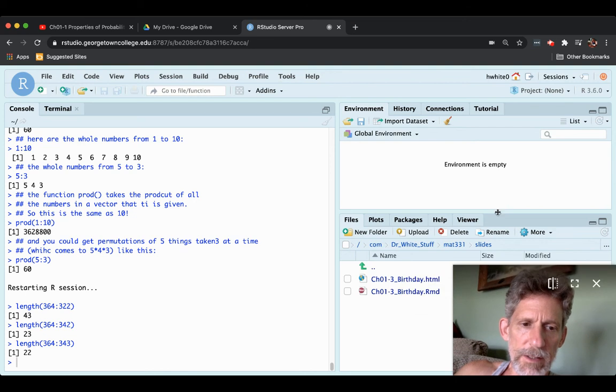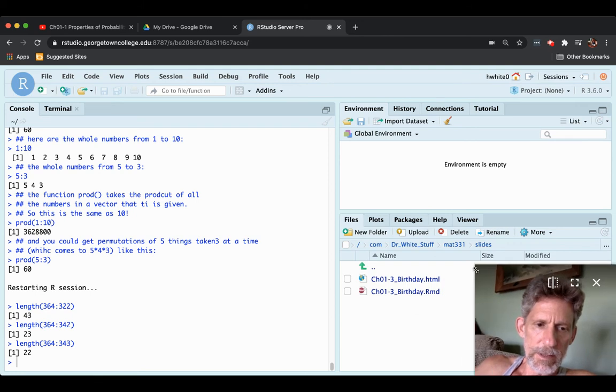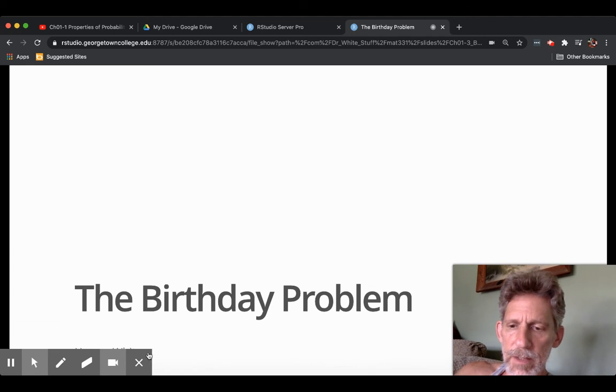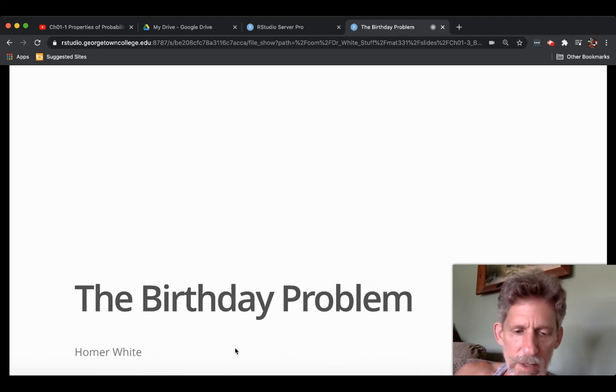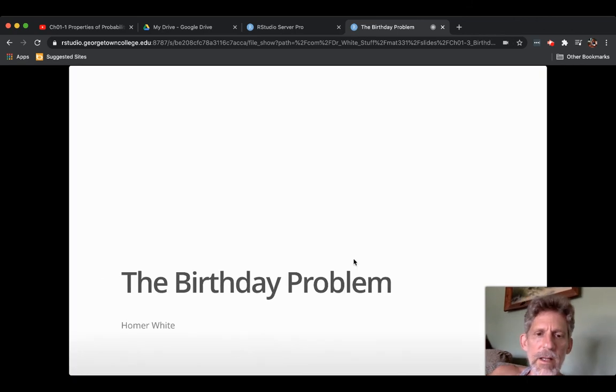I'm going to move my, can I move my face? Yeah. And what you want to do is you want to view it in the web browser. Okay. So I'll move my face back. Okay. And it'll pop up in a new tab of the same browser. And what you see is it's about the birthday problem. Let me make it smaller. There we go.